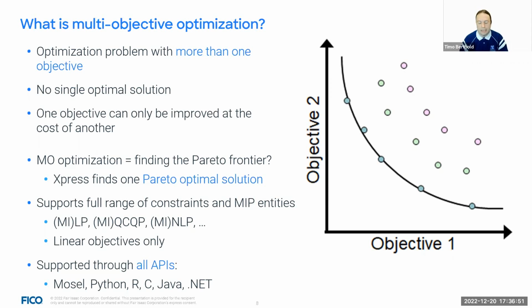We should say here that sometimes multi-objective optimization is referred to as computing the whole Pareto frontier, which might be prohibitively large, and this is not what Xpress does. It will compute you one Pareto optimal solution.